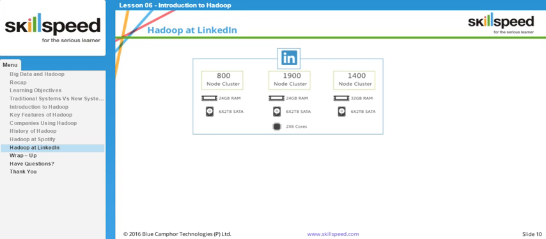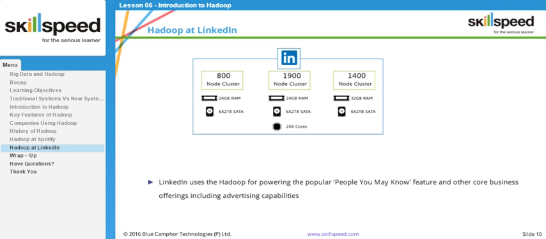LinkedIn uses three specific Hadoop clusters, one with 800 nodes, another with 1900 nodes, and another with 1400 nodes. You can see the configuration of the individual nodes in this picture. LinkedIn uses Hadoop heavily for features such as People You May Know. If you accept a connection request from a person on LinkedIn, you will be immediately shown suggestions as to people you might know. This feature is actually driven by data analytics inside Hadoop.